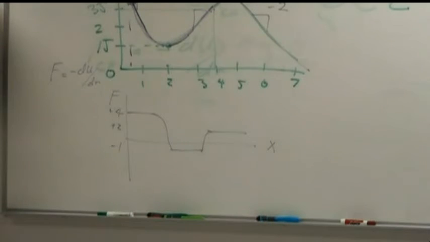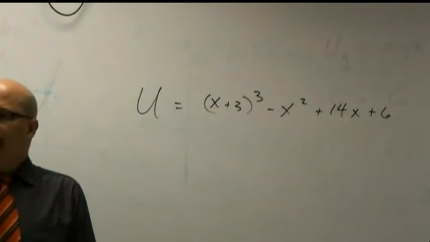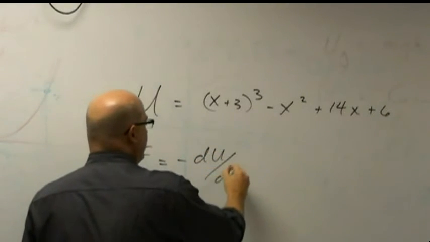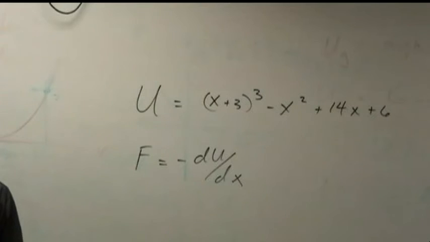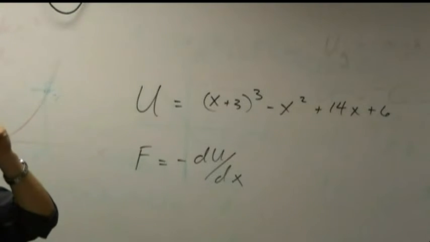Now, if we give you any other kind of strange function, say my potential energy is x plus 3 cubed minus x squared plus 14x plus 6, and I ask you, what's the force? The force is the negative derivative of that. All you do is take the derivative, make it all negative, and that's the force function for that potential energy function. Okay?